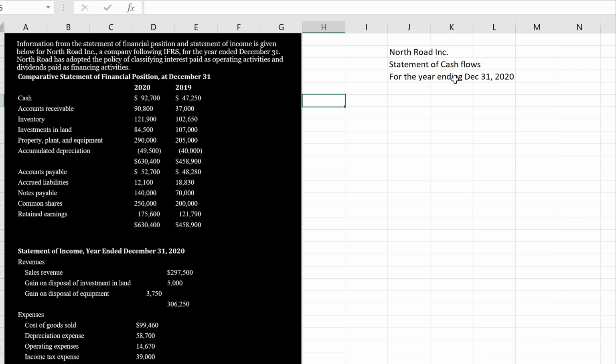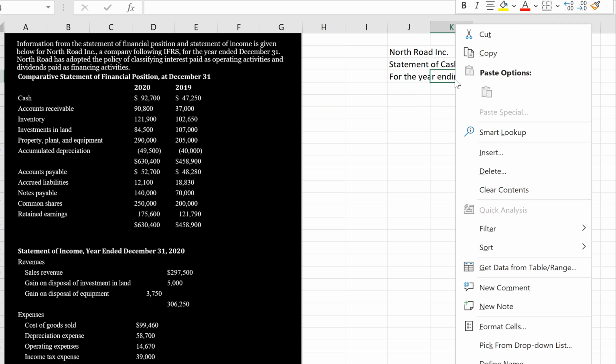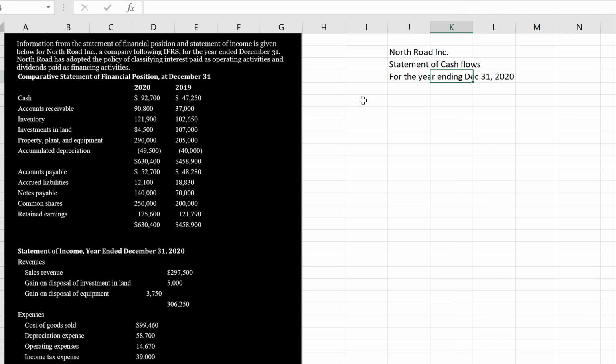Okay, so the indirect method. The first thing we always do with direct or indirect is we first start our headings. So we know that we have each of the sections. We're going to have cash flows from operating, cash flows from investing, and cash flows from financing. Now we don't know how much space we need, so I'm just going to start with my first title, which is cash flows from operating activities.